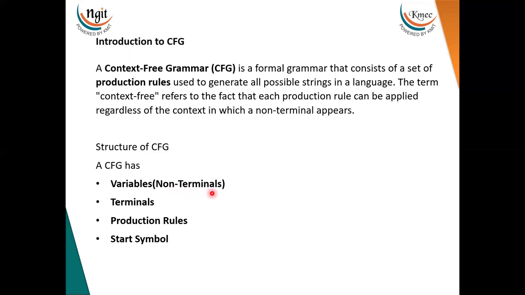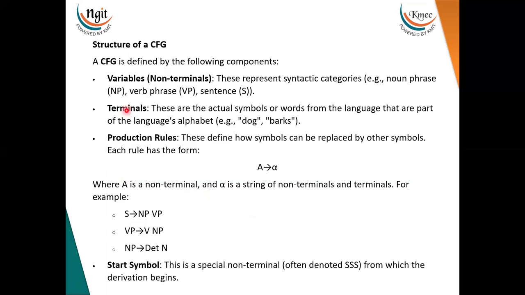First one is non-terminals, mentioned as variables. Then is terminals. Then we have production rules. Then it's the start symbol. We denote it with S. So what are non-terminals? These represent syntactic categories. Examples: noun phrase, verb phrase, and sentences. So NP is noun phrase, VP is verb phrase, S is for sentence.